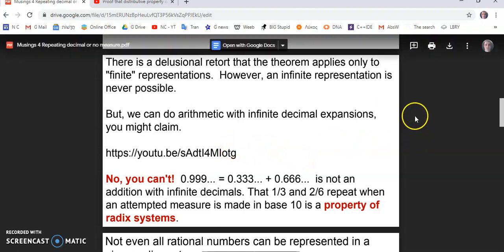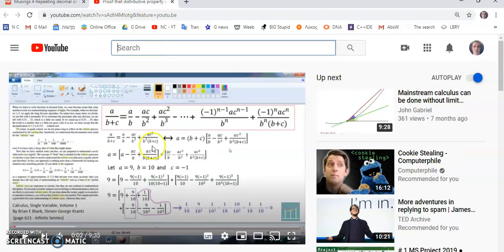Okay, there is a delusional retort that the theorem applies only to finite representations. That's absolute BS. However, an infinite representation is never possible. So you might claim that you can do arithmetic with infinite decimal expansions, but that's absolute hogwash. For example, you can't multiply or distribute multiplication over addition or subtraction.